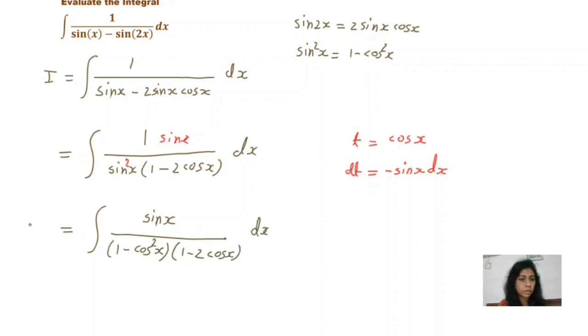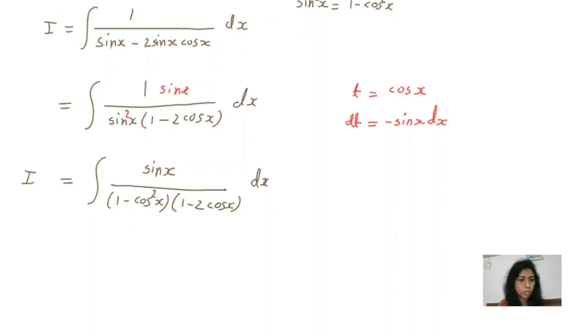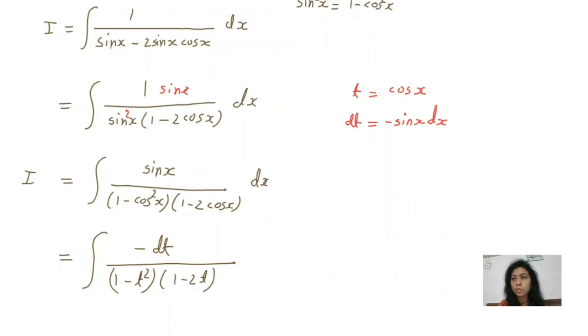Okay, this is I. Now this x function we can convert into a t function. So now our integration will be: this sin x dx is minus dt, so minus dt, and here we can substitute t, 1 minus t square, and this is 1 minus 2t. Understood? If you have any doubt, please ask me.